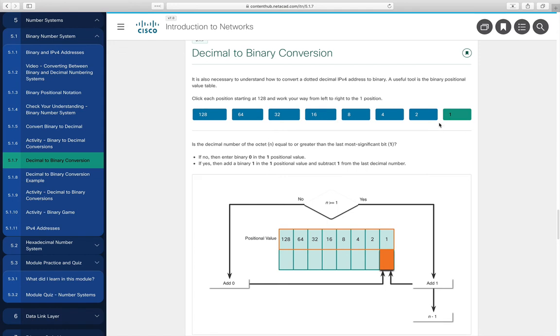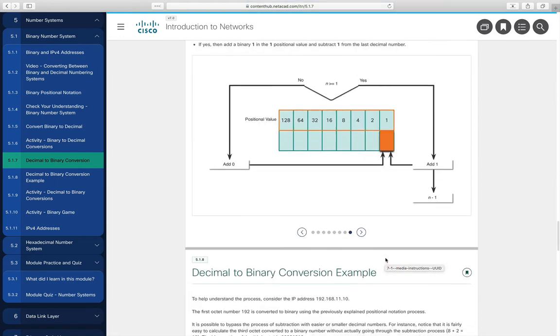And the value is either going to be 1 or 0. Can I subtract a 1 from it? If yes, put a 1 here. If no, put a 0 in the 1's position.